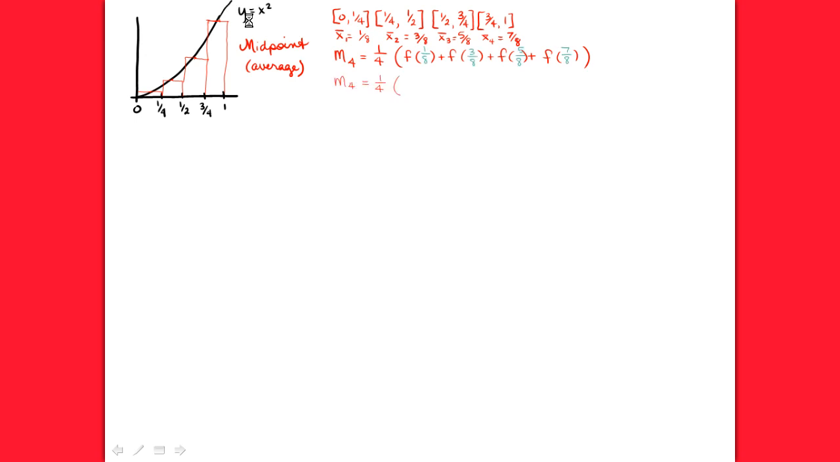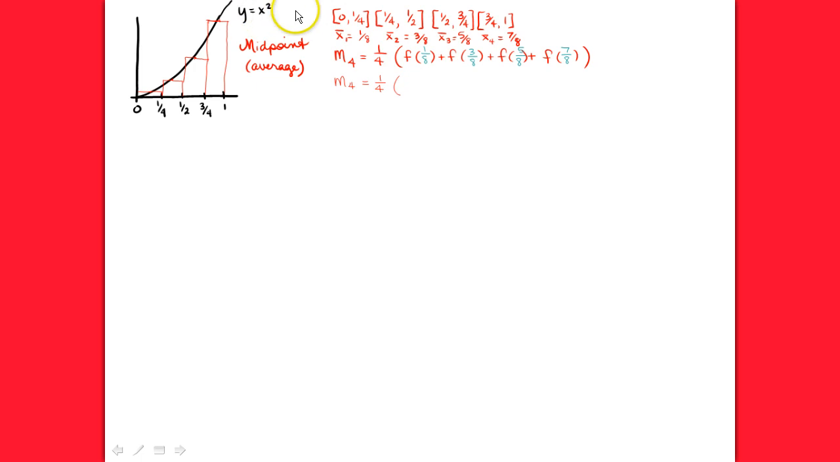So I'm going to go through then and I'm going to plug in each of my midpoints into the function to find the y value, to find the height of each of my rectangles. And once again, like we've already seen, instead of multiplying by the change in x every single time, I'm just going to pull it out in front and multiply by it once to save myself a little bit of time and energy.